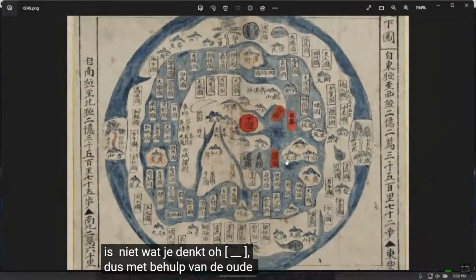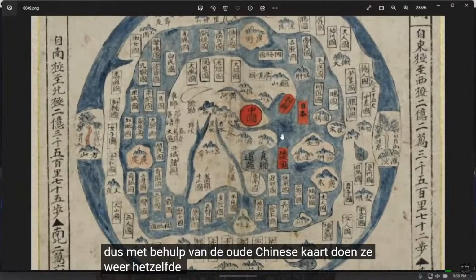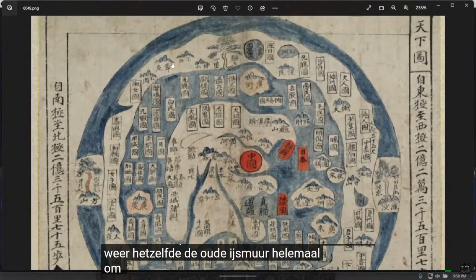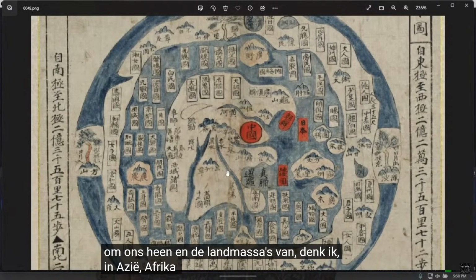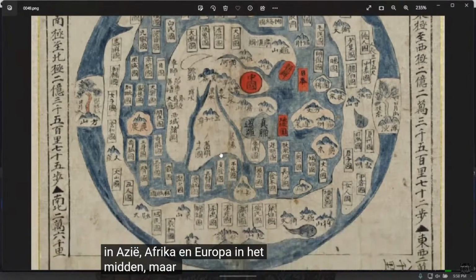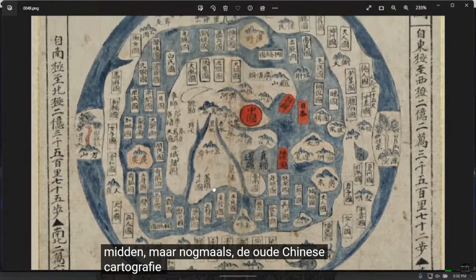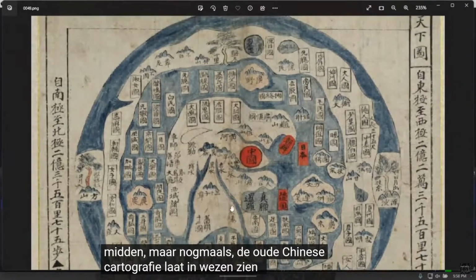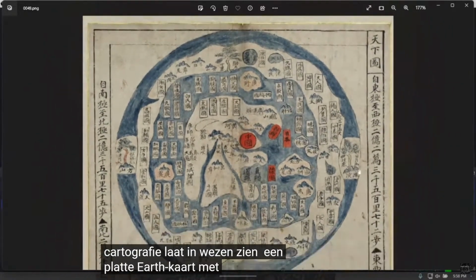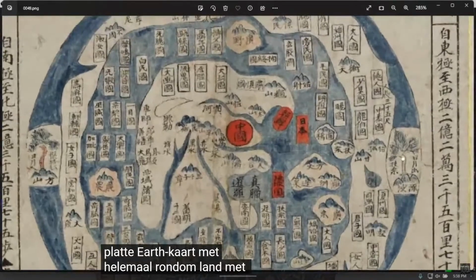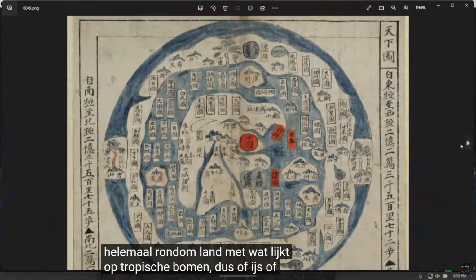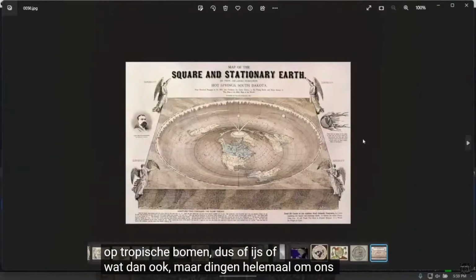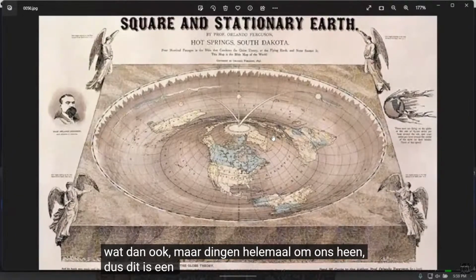So use an old Chinese map. They're doing the same again. The old ice wall all the way around us, and the land masses of, I guess, Asia, Africa, and Europe in the middle. But again, ancient Chinese cartography is showing essentially a flat Earth map with land all the way around, with what looks like tropical trees, or ice or whatever, but stuff all the way around us. So this is an interesting map.